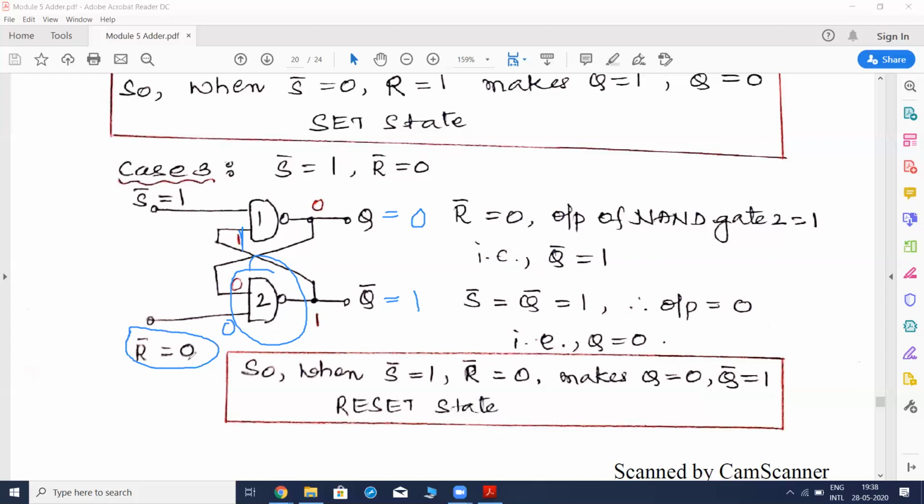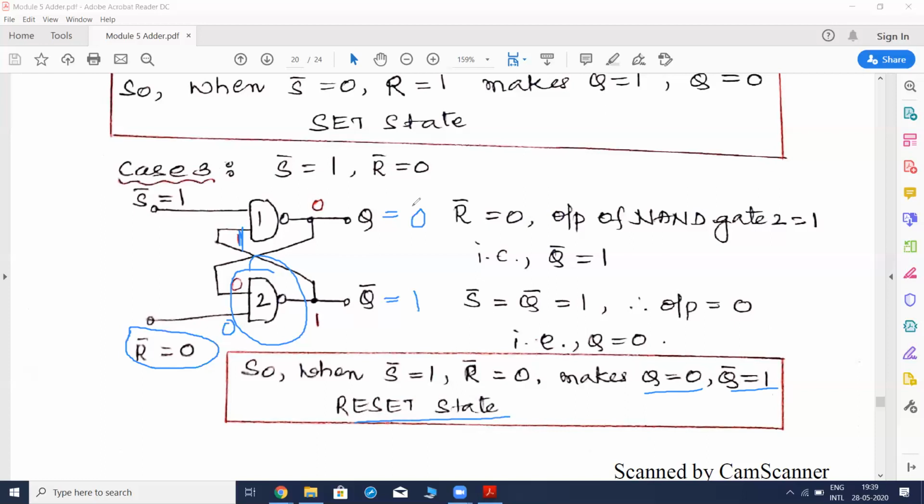So here one of the inputs is 0, so thereby we are getting Q bar as 1. That one we need to take over here. So S bar is also 1. Both the inputs become 1, 1. So if both the inputs are 1, 1, we'll get Q as 0. So when we give S bar as 1 and R bar as 0, we are getting Q as 0. So this will make Q as 0 and Q bar as 1. This state is called the reset state.